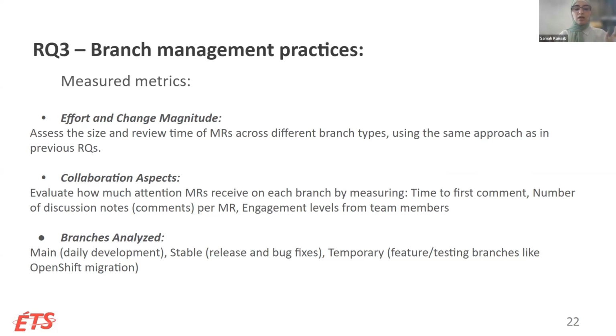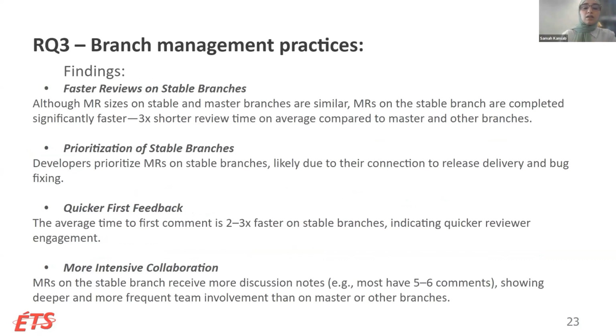The main branch is for daily development, and stable is just the branches that are used to release, like to the final product. So you see the version, for example, Facebook version 1.1.0. So this is on the stable branch that goes to the public, then 1.2 is another branch for the next version, and so on. And we have temporary branches which are used, for example, for migration to OpenShift, as I explained.